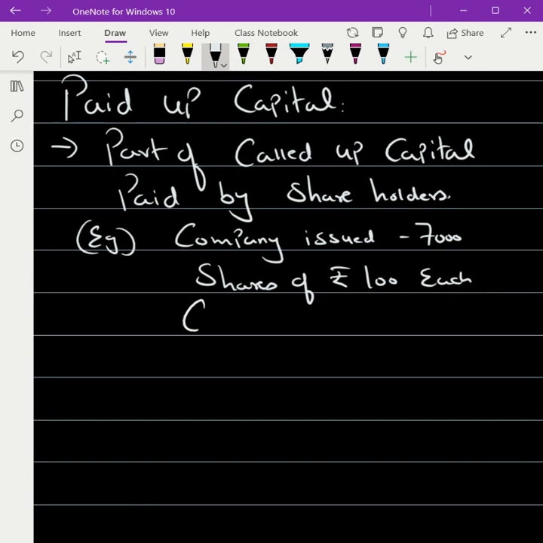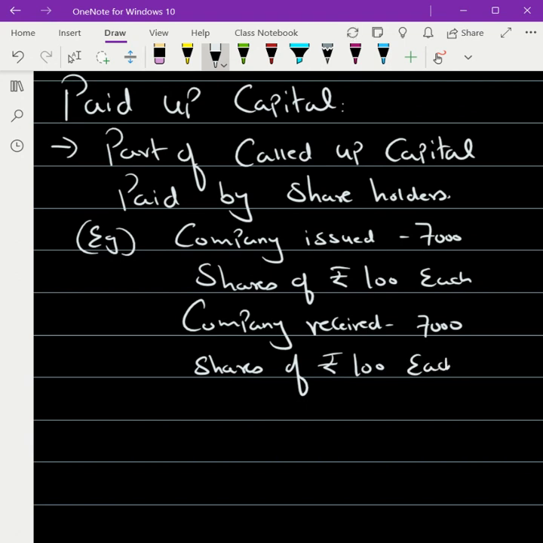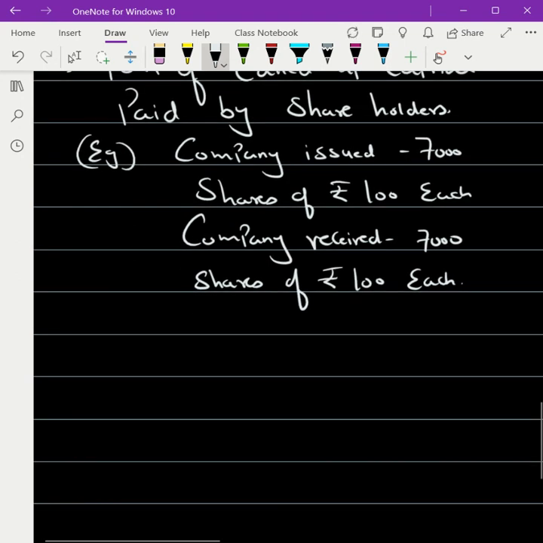The company received applications for 7,000 shares of rupees 100 each. Now, the issued is also there and the subscribed is also there. Now, this 100 rupees is a face value, right? Rupees 100 is your face value.